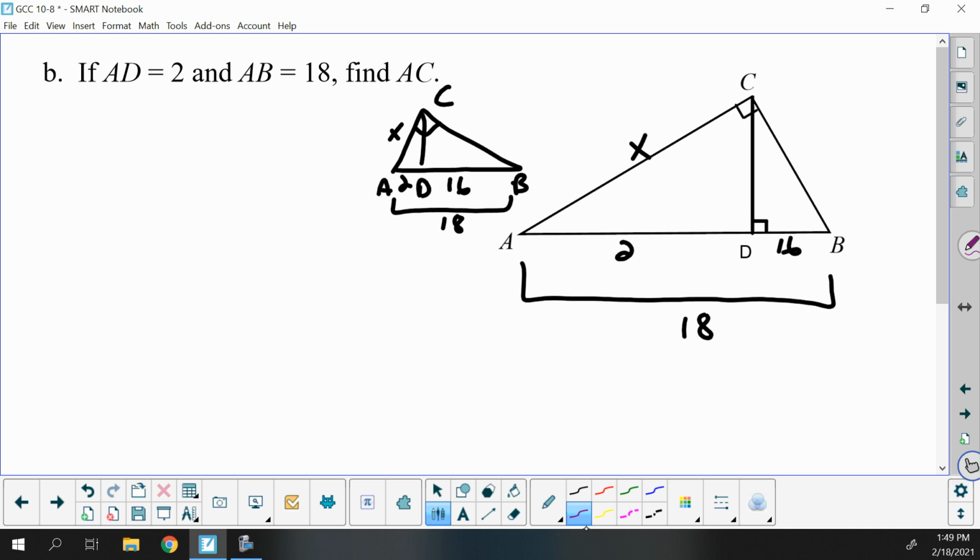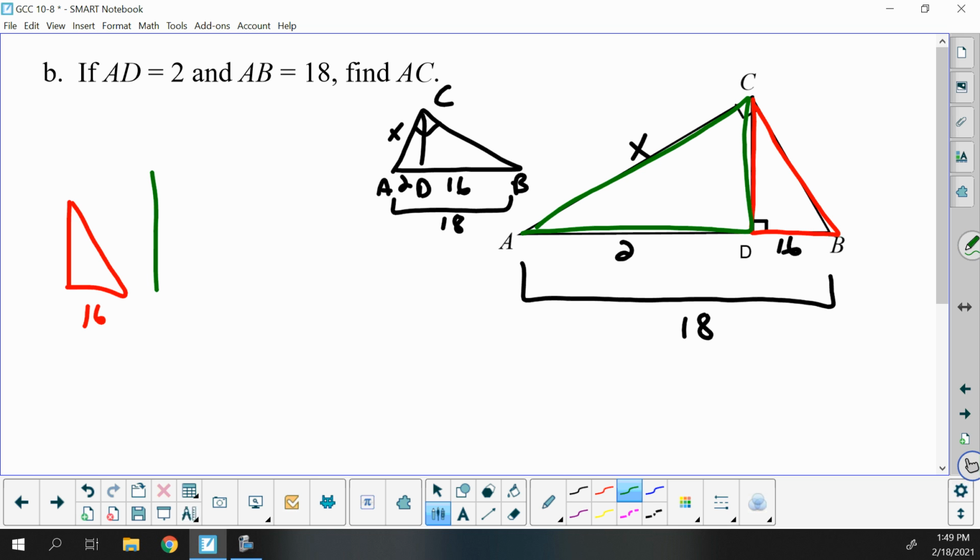So let's look at our different triangles. I'm going to do this one red to start. So in that red triangle, the short leg is 16. The long leg and the hypotenuse, we don't have anything labeled for it. I'm going to do this one green, and we've got to tip it to the right so that it will be oriented the same way. We don't know the short leg. The long leg is 2, and the hypotenuse is x.